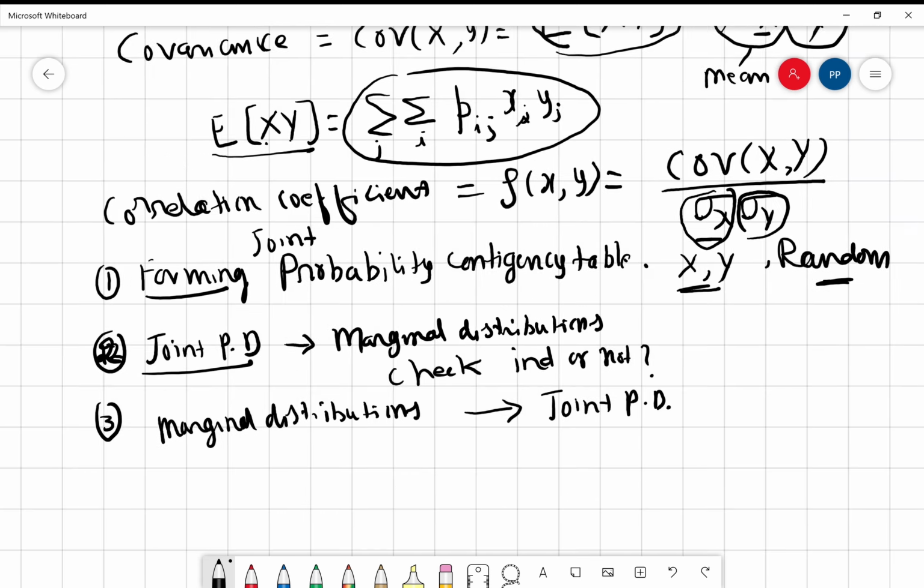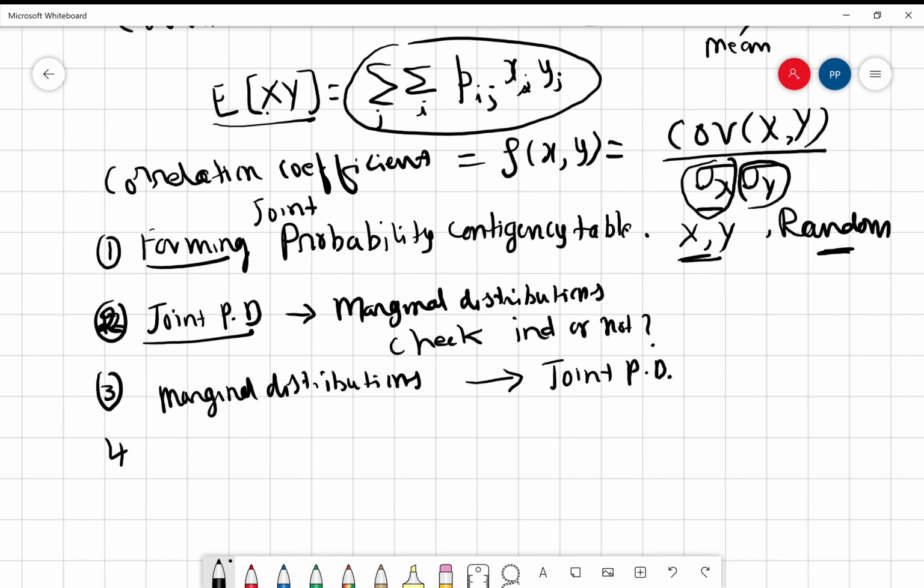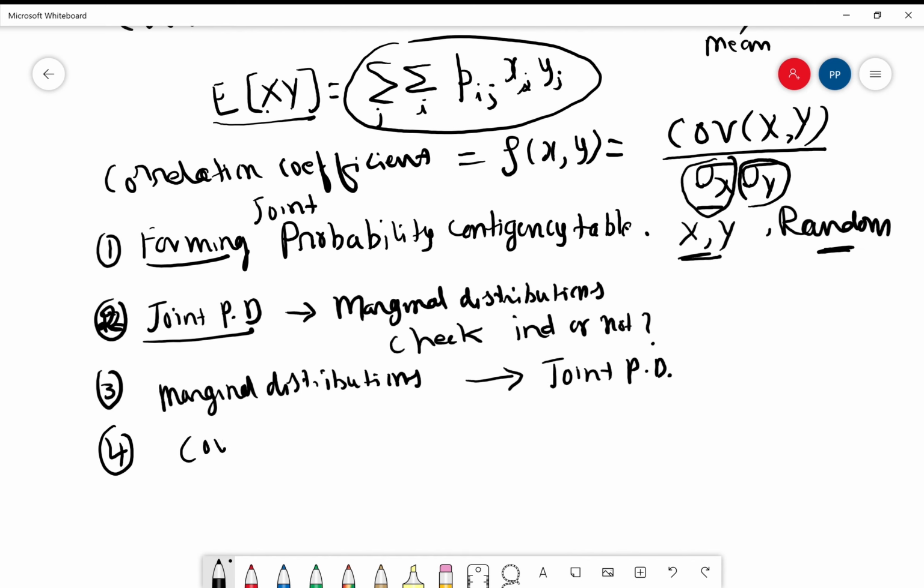You may also find the covariance of x comma y for the two variables of a joint probability distribution, and the correlation coefficient rho of x comma y. These are the problems you come across on these topics. We take up the problems one by one in the next video.